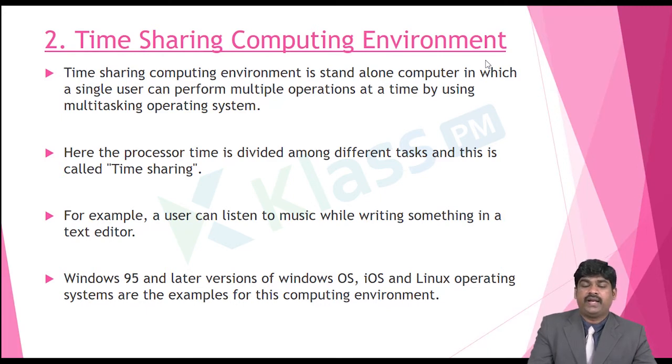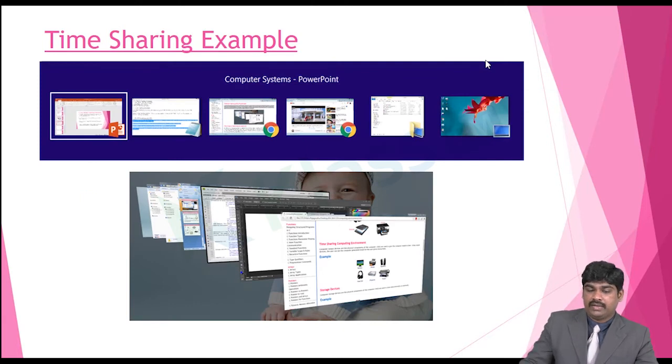Now Windows 95 and the earlier versions of Windows, or the Windows operating system, or iOS or Linux operating systems are the examples of this particular multitasking or multi-computing environment. Something like, you can see, if I am saying Alt Tab, you can see what is happening. These are the applications that are getting executed simultaneously. Or this is one more thing, Windows Tab. So here we can see that multiple applications are getting executed simultaneously.